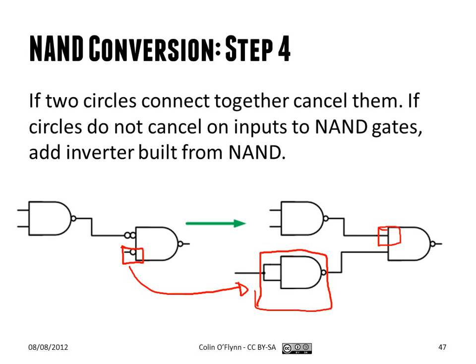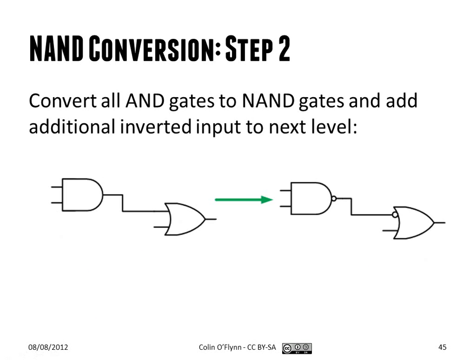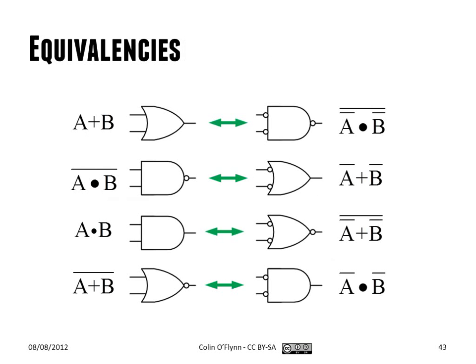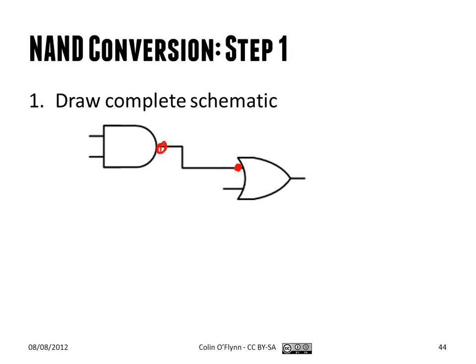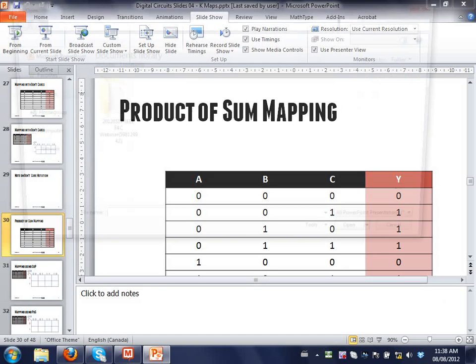You can do the same thing to convert to NOR gates if you need to. Obviously, in this case you start with converting the AND gates to NOR gates, and then you convert OR gates to NOR gates as well. And these are all of the equivalencies you might need for that. And I believe that's on the cheat sheet too. So, next thing.